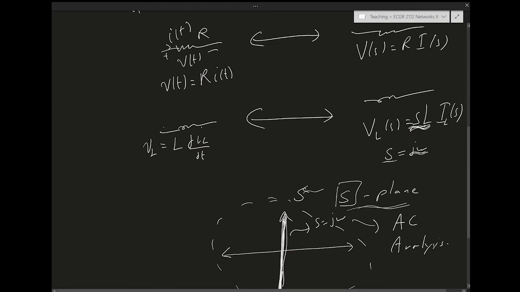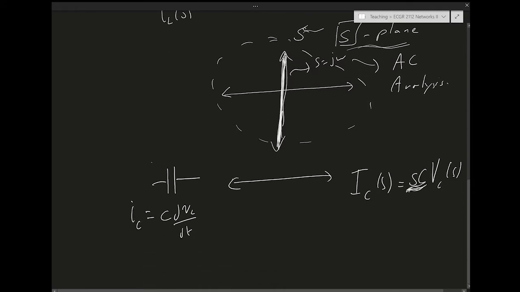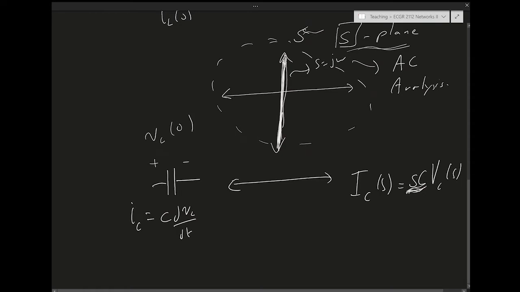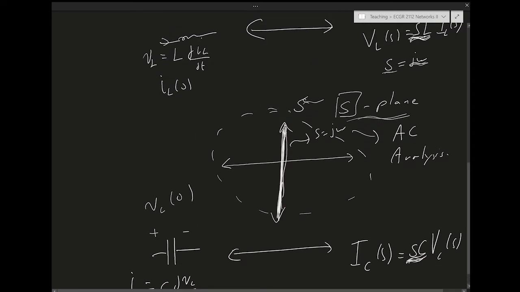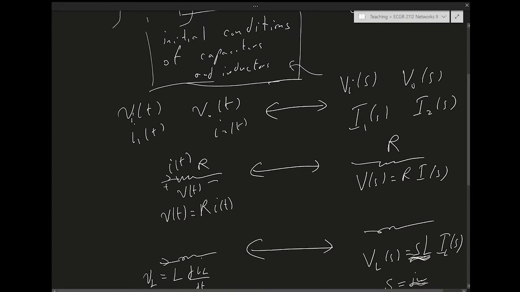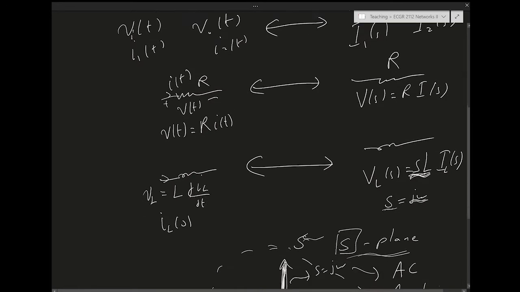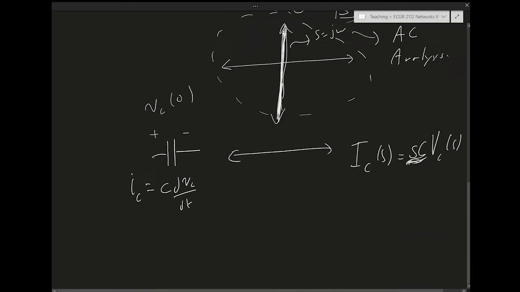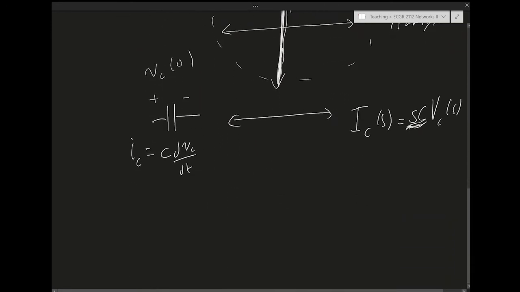For the inductor, the initial condition would be IL at 0, and for the capacitor, the initial condition will be its voltage at 0. Right? We somehow have to incorporate those initial conditions into those elements, and then we can use the S-domain techniques to solve transients in general. And there's a bit of subtlety here that we have to explain.